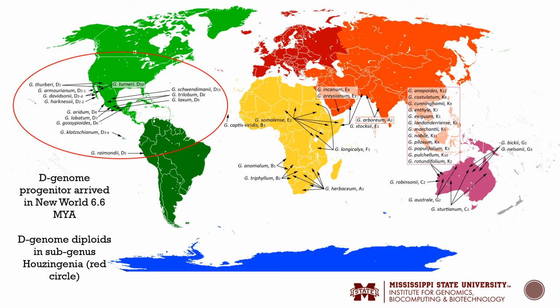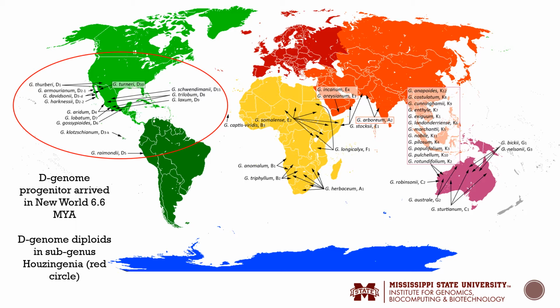This map shows the locations and natural ranges of diploid Gossypium species. Note that the Gossypium A and E genome species are found in Asia and Africa. The B and F species are found in Africa only. The C, G, and K species are found in Australia. And the D genome species are found in the New World, that is North America and South America.